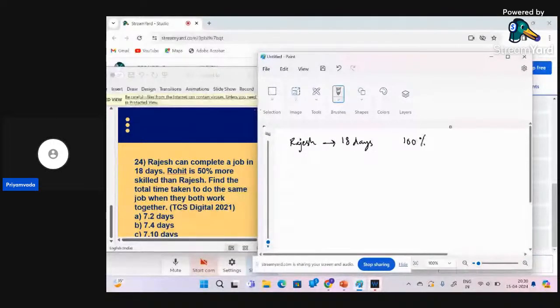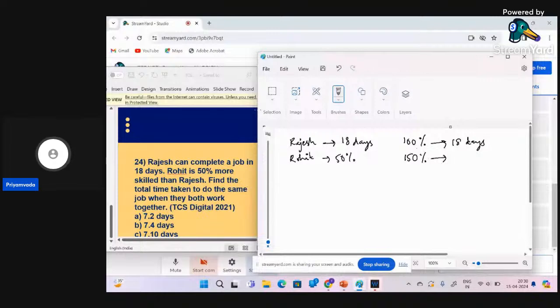So let us consider Rajesh to be 100% work and he takes 18 days to complete the work. He is working with 100% skills and he is taking 18 days to finish that work. Now there is someone called Rohit who is 50% more efficient, right? So if Rajesh is 100%, then 50% more means how much percent is Rohit efficient? Not 50. It is 50% more. So 100 plus 50, that is 150% efficient, right?